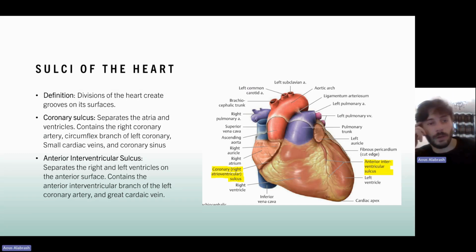And then we have the sulci of the heart. So first of all, what are the sulci of the heart? In other words, you can just say grooves on its surfaces, okay? So how are they formed? They're formed by the divisions or the chambers of the heart. You know how the heart is divided into four chambers, two atria, two ventricles. So these divisions end up forming grooves on the external surface of the heart.